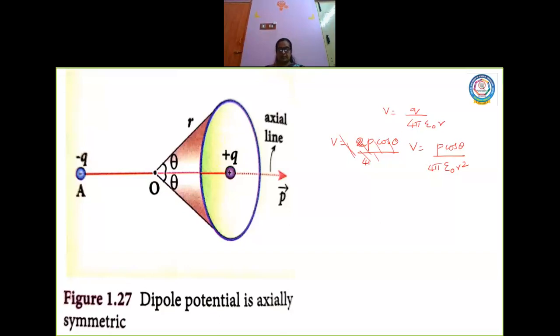Usually it will not be like that. But in the case of a dipole, we can say that it is axially symmetric because all the points, due to the position vector being the same, are at the same potential. So this is axially symmetric.